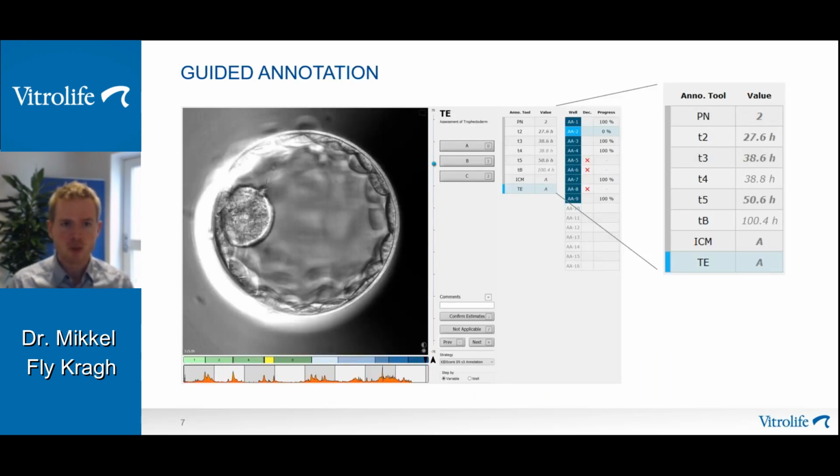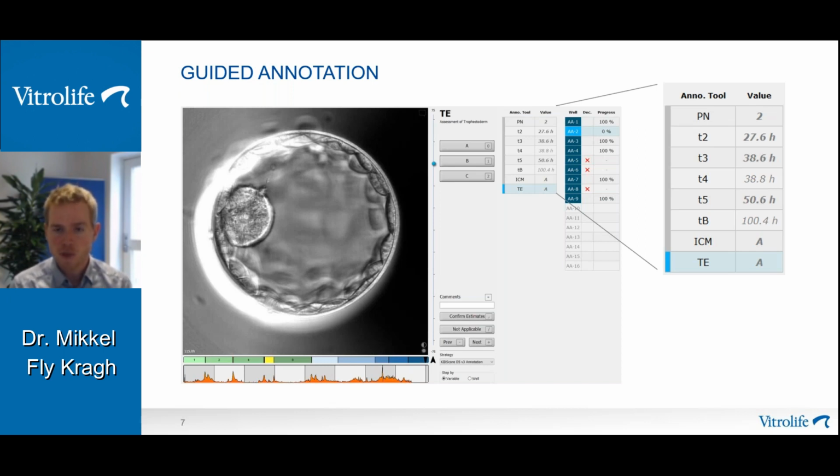The automated blastocyst grading method has recently been integrated into the guided annotation tool that's available with the Vitrolife EmbryoScope systems. Guided annotation now uses AI-based algorithms for estimating both morphokinetic events in terms of timing estimates and morphological parameters in terms of PN count and scores for the inner cell mass and trophectoderm. And as you can see in the screenshot, all the different parameters have been estimated beforehand by the AI.